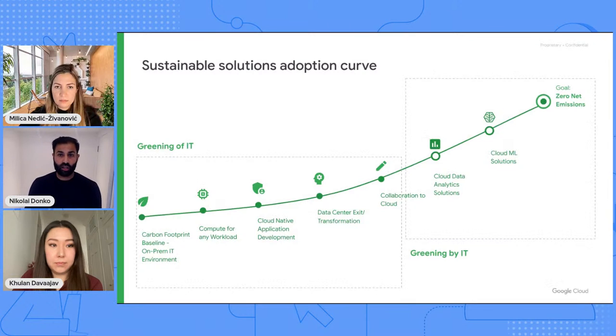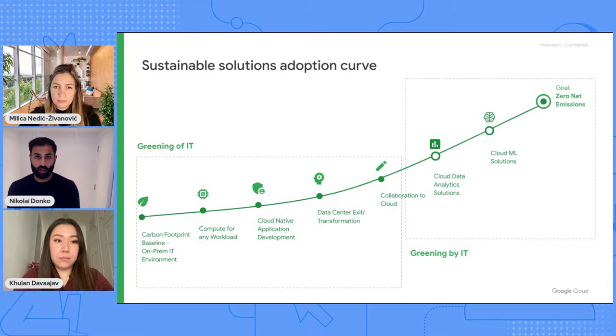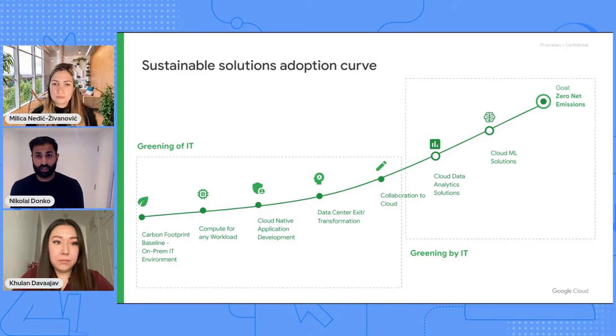And when we start to look at the cloud maturity curve around sustainability, we start to think of some core activities that fall into these two phases. When we think of greening of IT, we think of understanding what your current carbon footprint looks like with on-prem data centers and your equipment and devices. Moving forward, once you start to think about cloud native application, it's a way to reduce that carbon footprint, and progressing towards data center exits reduces that even further, relying, for example, on cloud platforms to deliver your infrastructure.